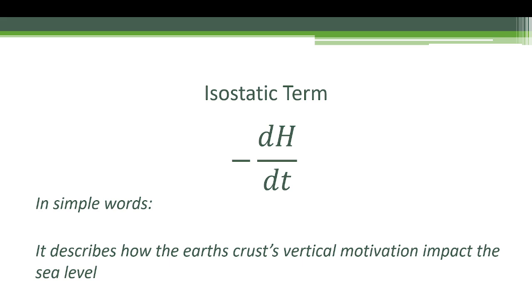The third term is the isostatic term. It reflects vertical motion of the ocean floor, for instance, due to tectonic activity or post-glacial rebound, which effectively changes sea level relative to the land. So, in summary, the oceanographic form of the sea level equation links together three main drivers of sea level change: mass addition, water density change, and land motion. Together, these help scientists interpret satellite measurements of sea level rise in a physically consistent way.